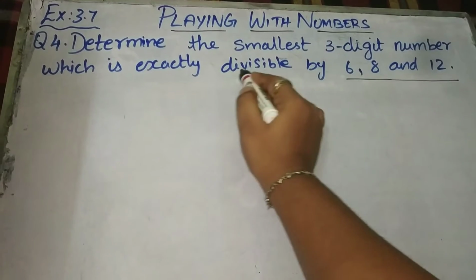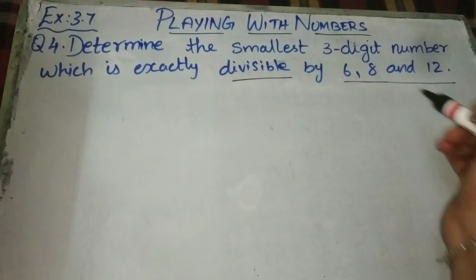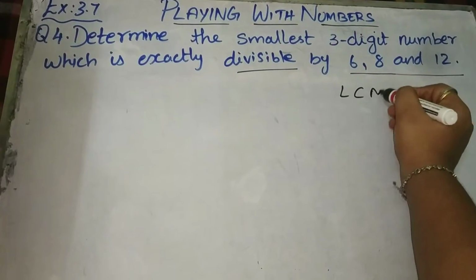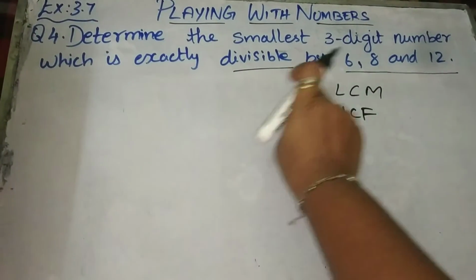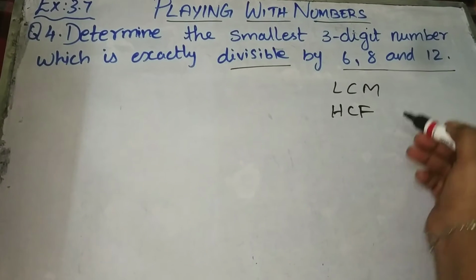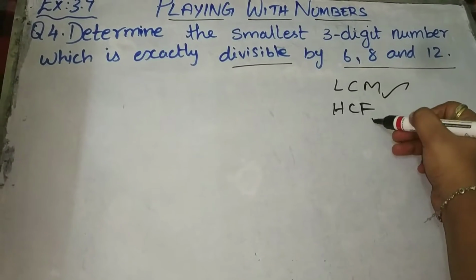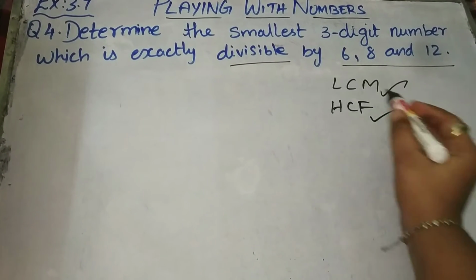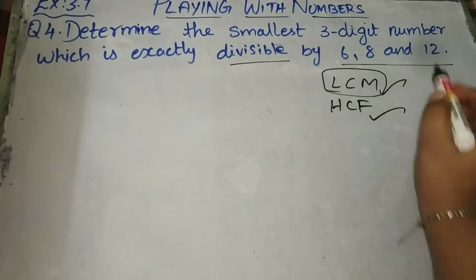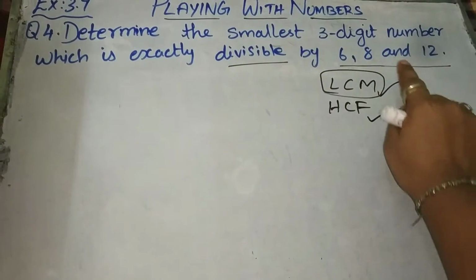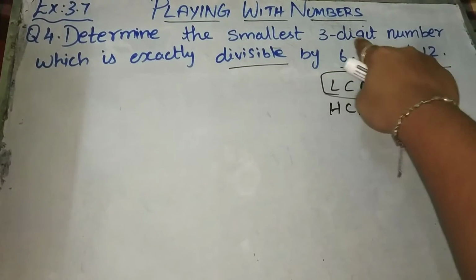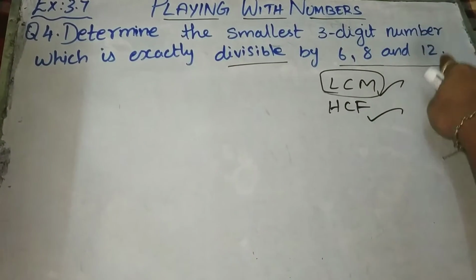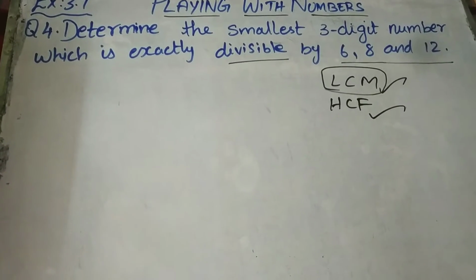So divisible by means what you have to do. In this chapter we were discussing LCM and HCF, two topics. So divisible by these three numbers means which concept will come? The lowest common multiple or highest common factor. So we have to find the lowest common multiple. That means one particular 3-digit number should be divisible by 6, 8 and 12. So shall we move on to the content?